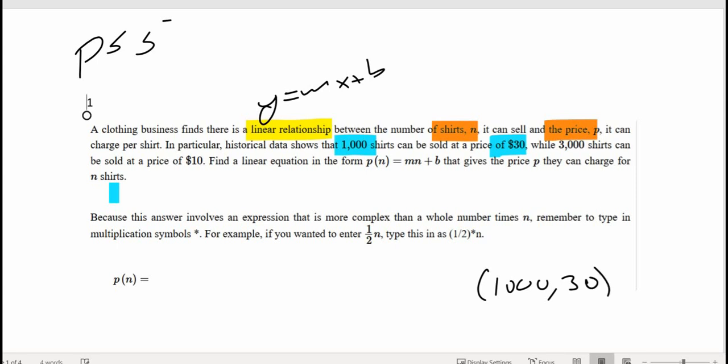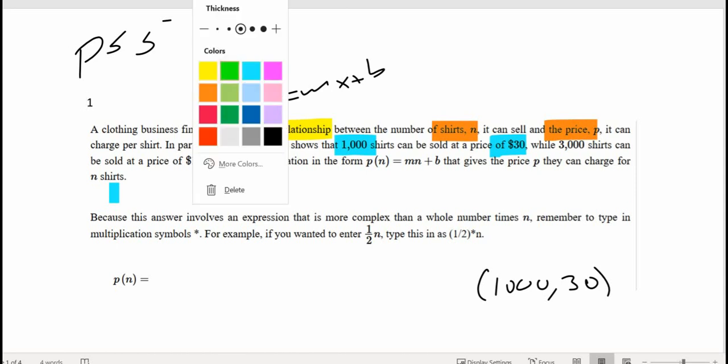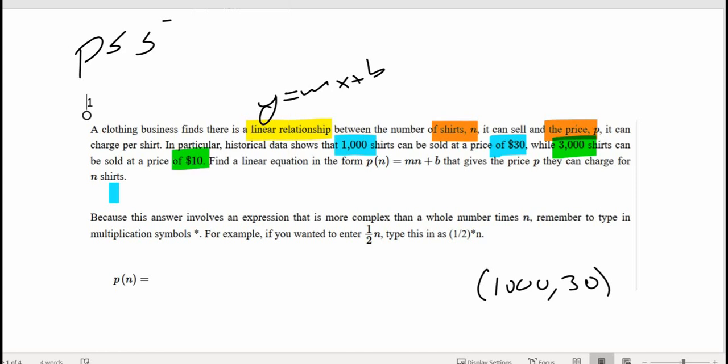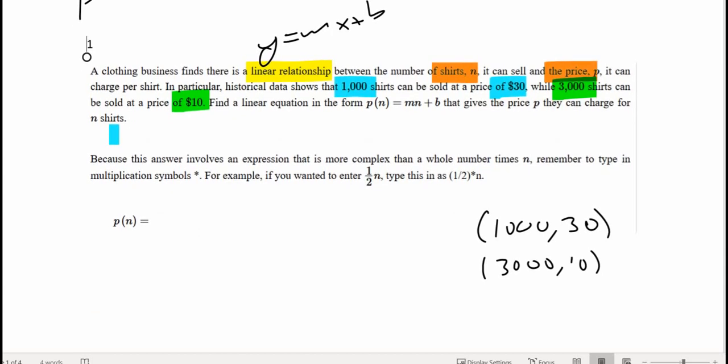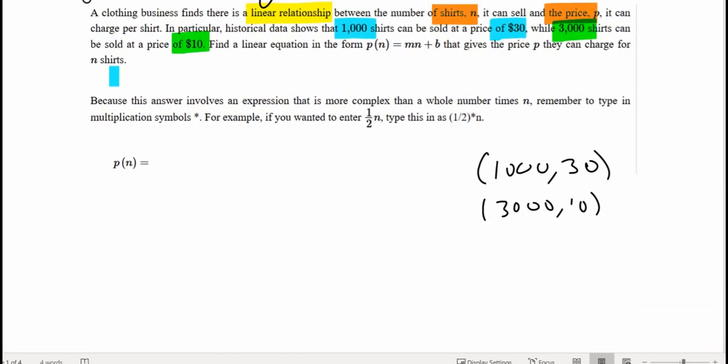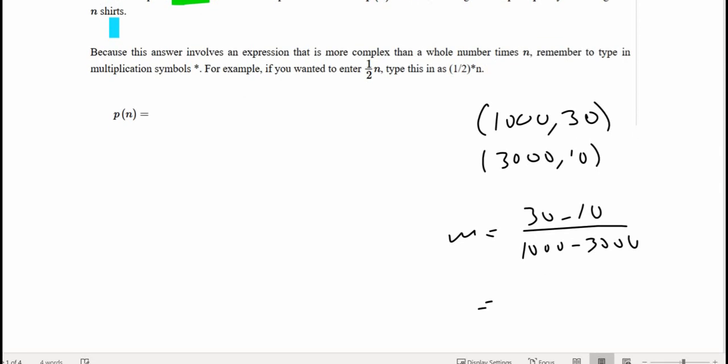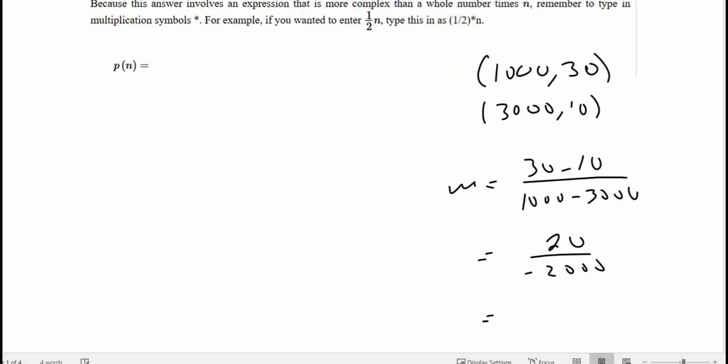That gives me an ordered pair, because 1,000 shirts is related to the price $30. And then the second one gives me 3,000 related to $10. So that's 3,000 comma 10 for that ordered pair. I just need to write the equation of that line, right? So I need to find the slope first: y2 minus y1 over x2 minus x1. So the slope is going to be negative 1 over 100.